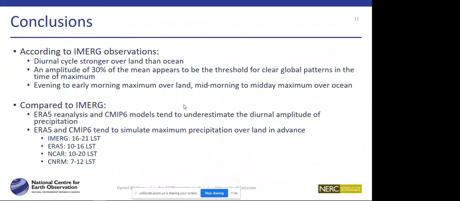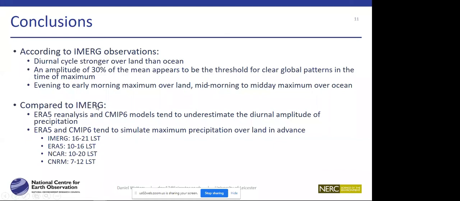So just to summarize what I've shown, referring to NASA's 20-year record of observations, what we see is that the diurnal cycle of the precipitation tends to be stronger over land than over ocean. What we see is that we need an amplitude of about 30% to be able to see clear patterns in the time of maximum and times of maximum that we can trust. And where we do have those strong amplitudes, precipitation tends to maximize between evening and early morning over land, and mid-morning to midday over ocean.